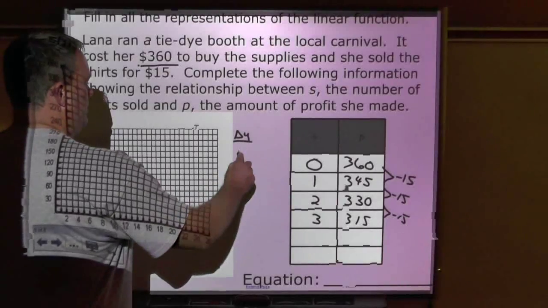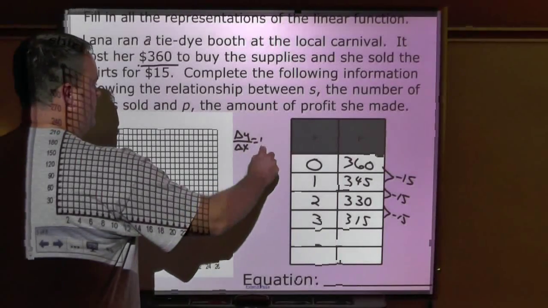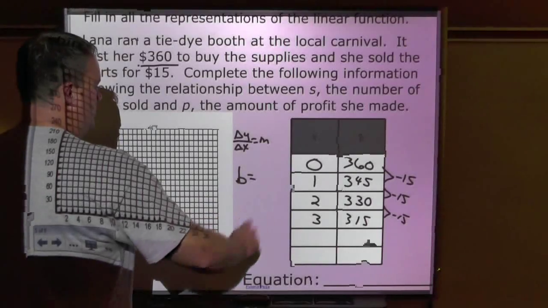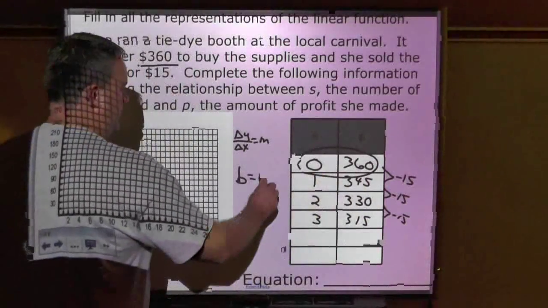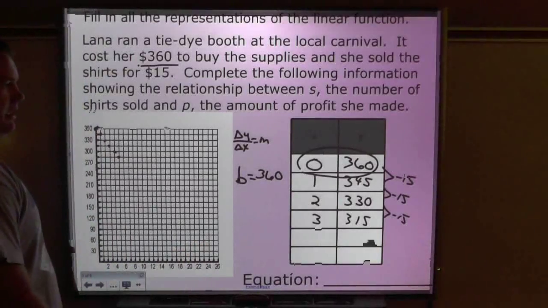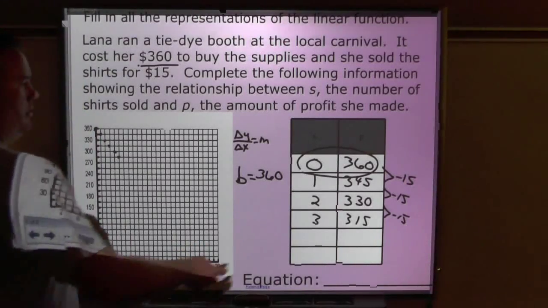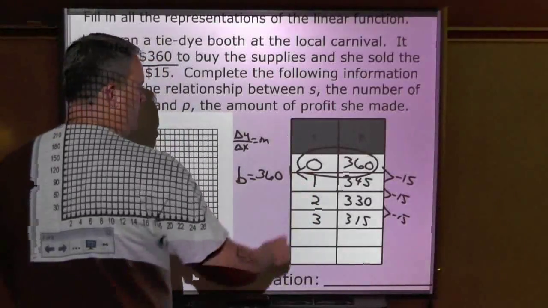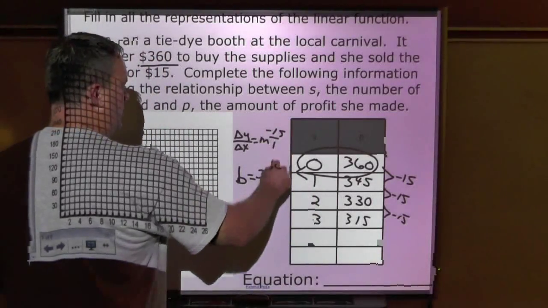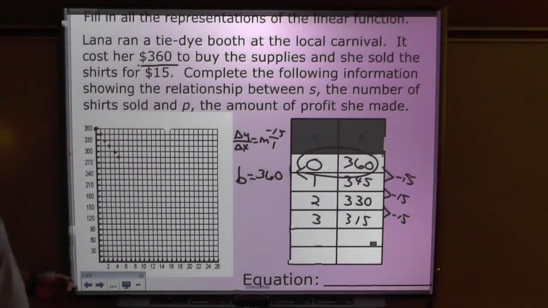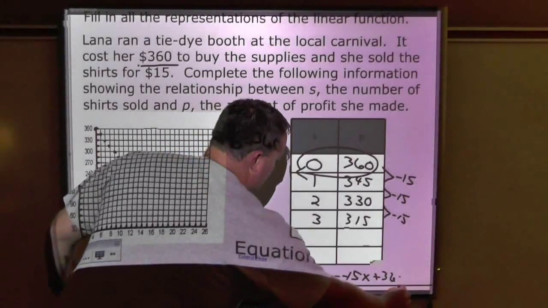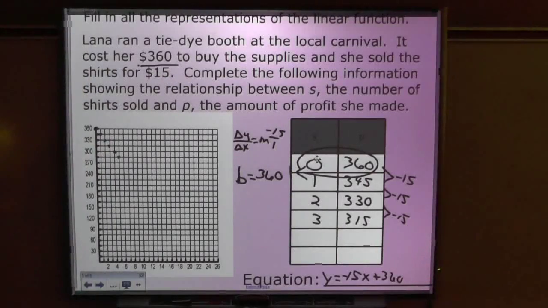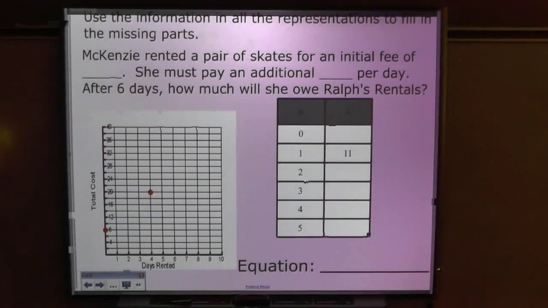So, again, the 2 things you need to know: changing y over changing x, which is your value of m, and also your initial value. Well, you found your initial value right here, 360. Your m, your rate of change, negative 15 for y, 1 for x. So it's negative 15 over 1, which is negative 15. So we'll write the equation, y equals negative 15x plus 360. Okay? That's one example.